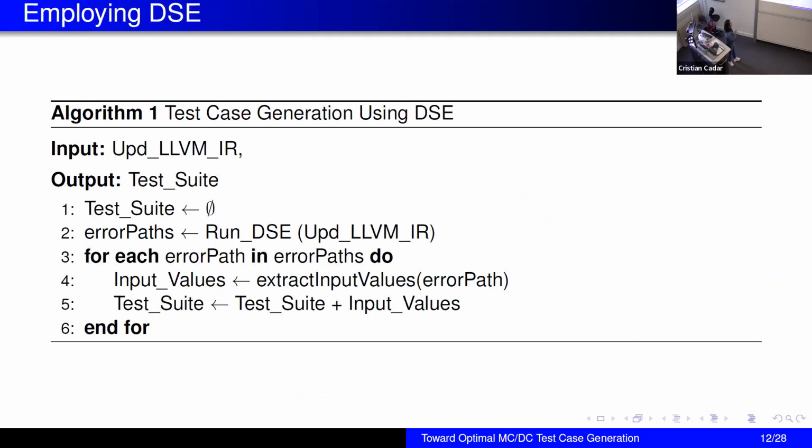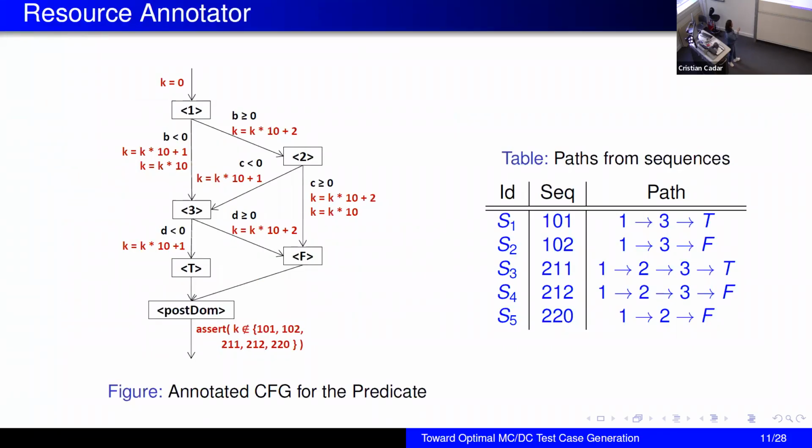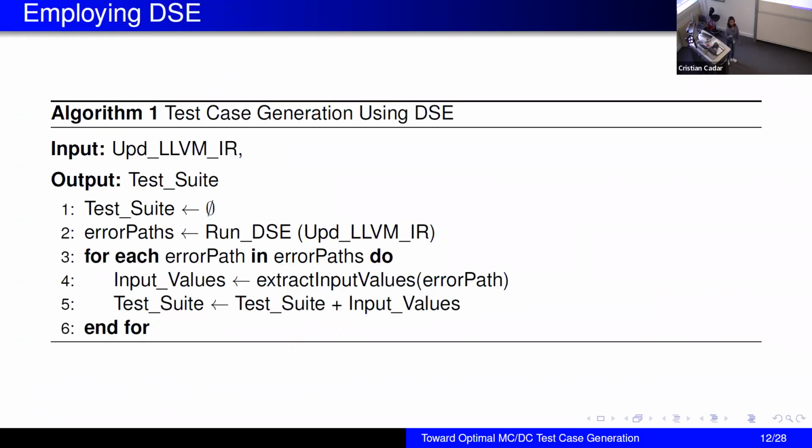Now, after that, we use dynamic symbolic execution. One more thing: after all the sequences, we insert the assert function after the predicate. If we get any assertion violation, that means that path is feasible, and our executor will generate a test case corresponding to that particular path.